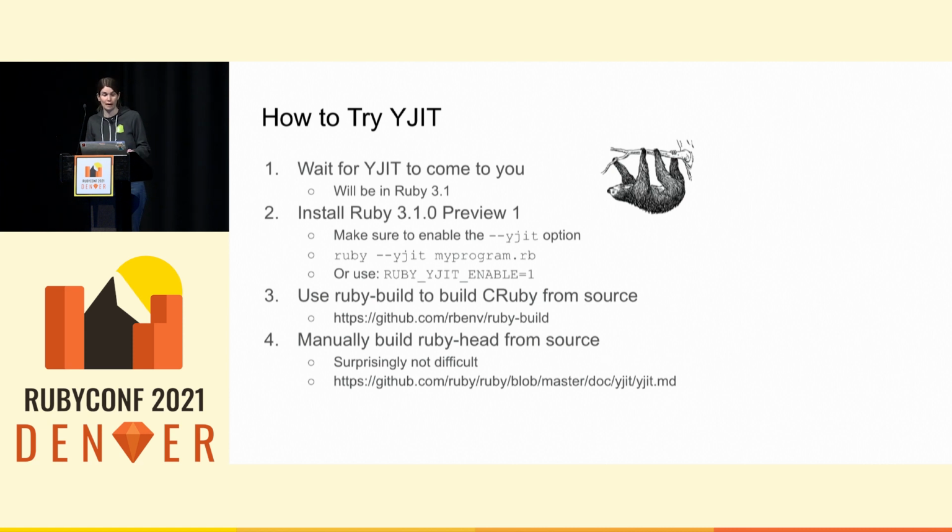We've also added an environment variable, RUBY_YJIT_ENABLE. Just if you have a CI pipeline where it's not convenient to pass --yjit, the environment variable might work out better. You can also use ruby-build to build CRuby from source, or you can also build Ruby head from source. It's surprisingly not difficult to do.